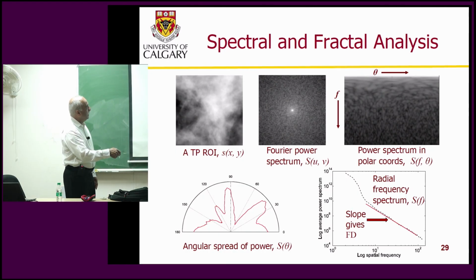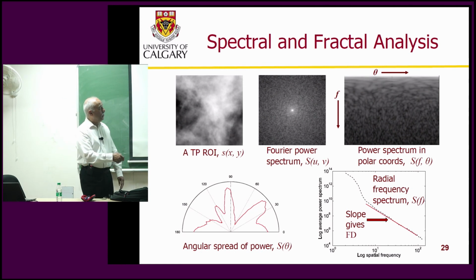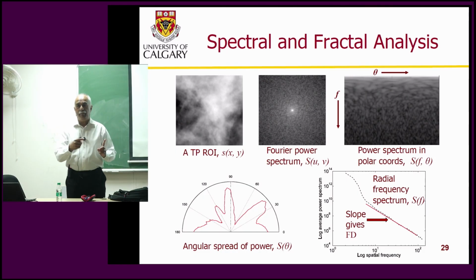So Cartesian Fourier transform to polar, and from polar the marginals, by integrating along theta and f, you get a function of f, you get a function of theta. If you do only fractal analysis, you do this. If you do only angular distribution, you do this, but there is information in both of them. So this says there is a certain preferred orientation or a few orientations of spicules.